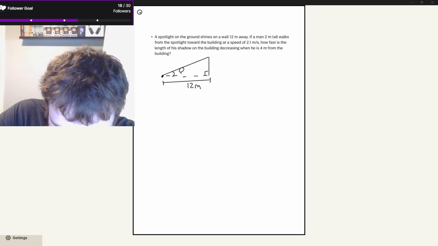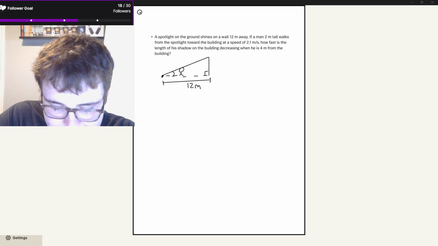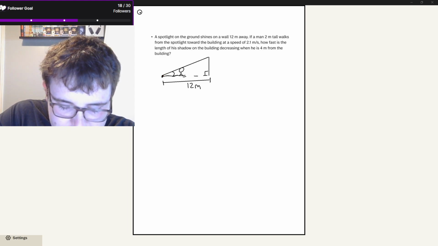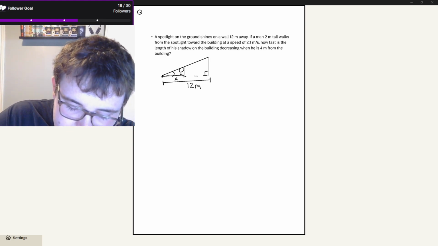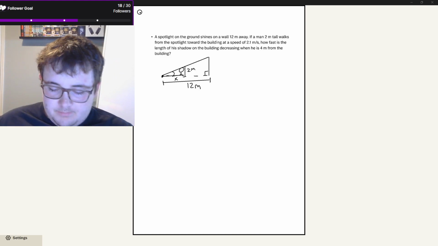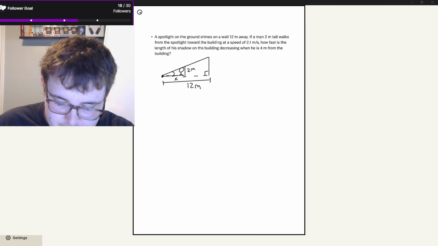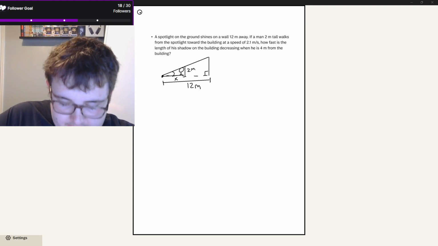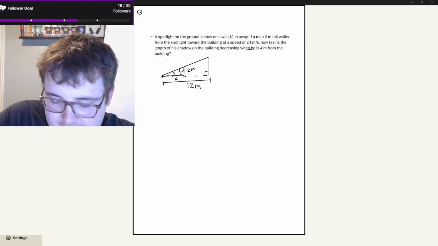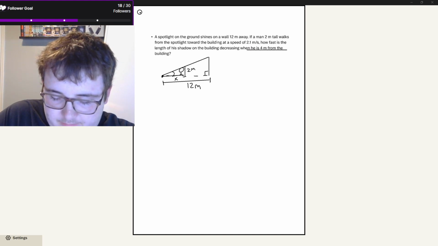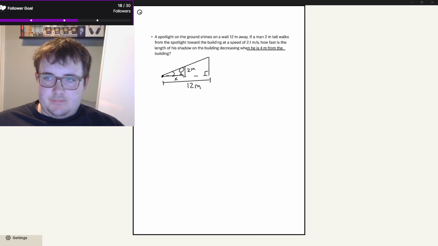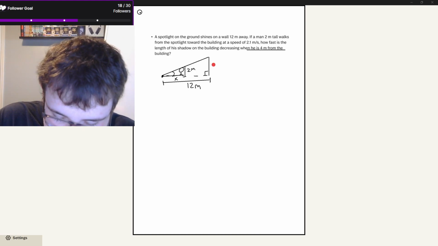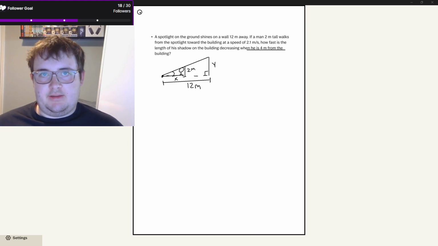So let's put our little stick figure in here, and let's say he's walked some distance x, and the man is 2 meters tall. We're left with one other thing which will come in handy at the end: he is 4 meters from the building, but we don't need that right now. And now we can just call this y, because that's our height.